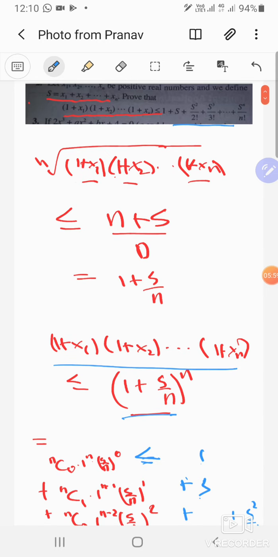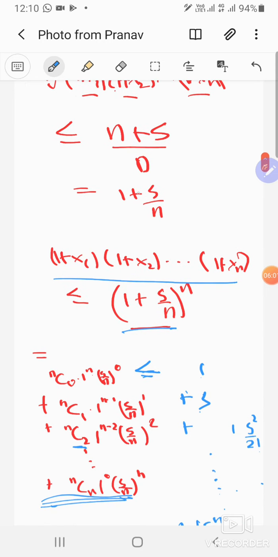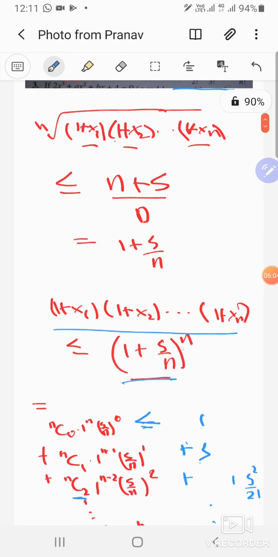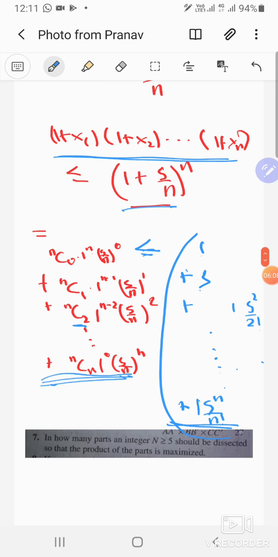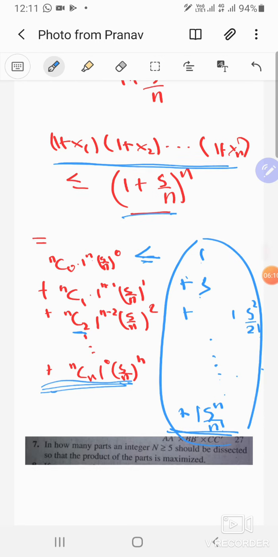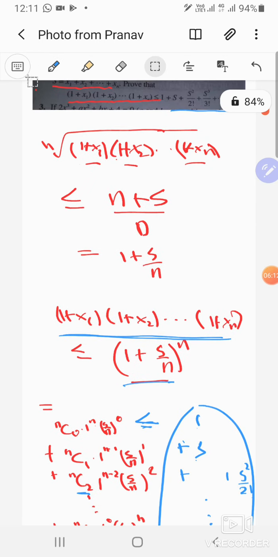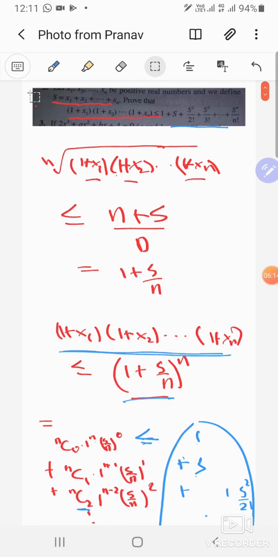So yeah, that's very correct, which means that this thing is also less than or equal to this thing, this complete stuff. That's nice. That's a nice question. It involves binomial theorem.